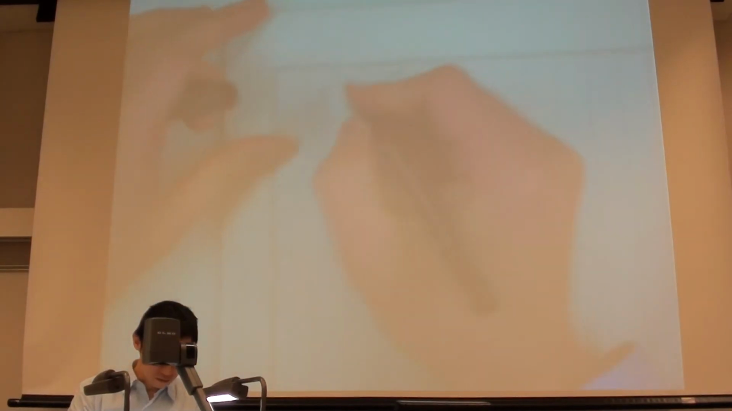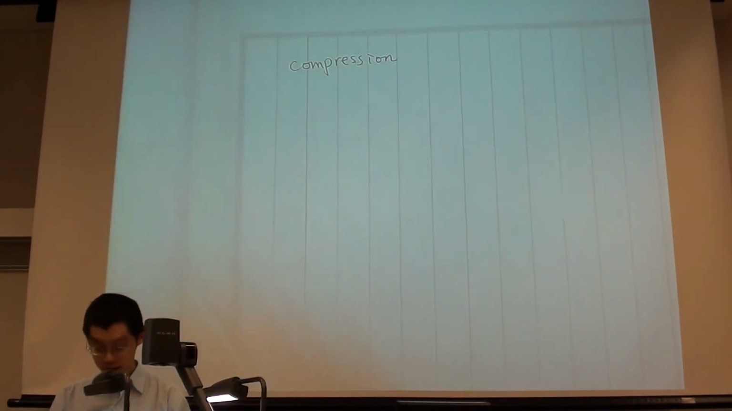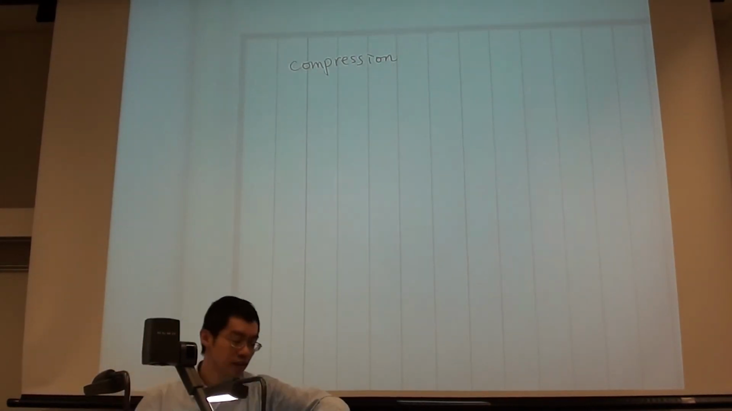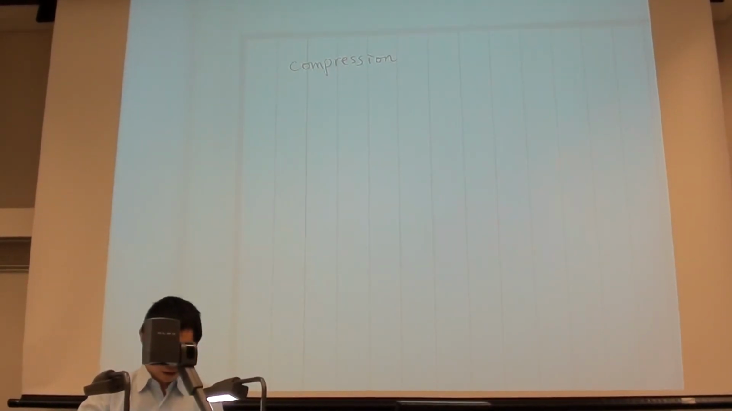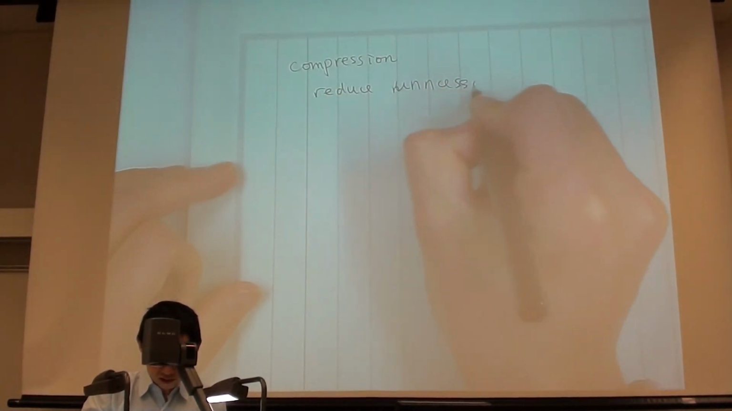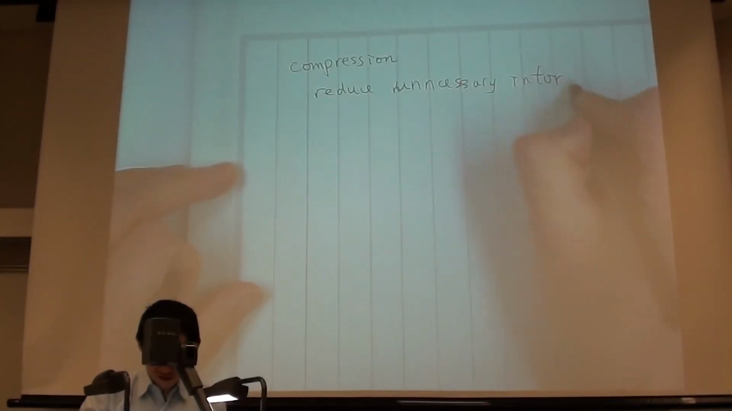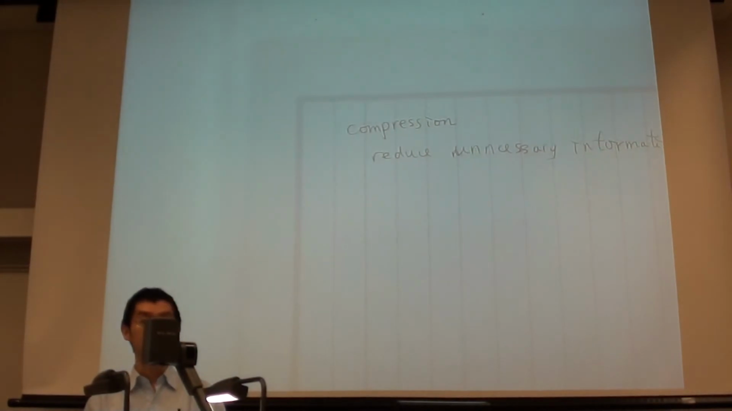All right. For the next assignment, we'll ask you to start using binary tree to do what we call compression. There are different types of compression. The basic concept of compression is to reduce unnecessary information. So compression is to reduce unnecessary information.